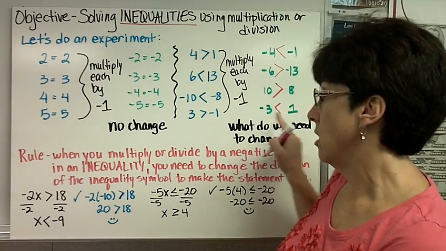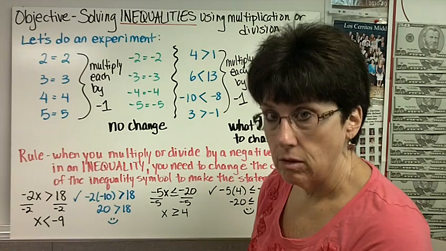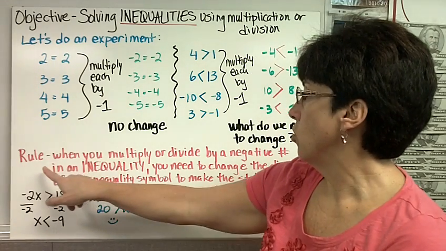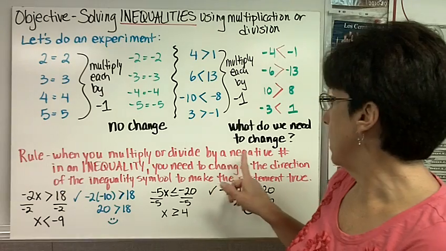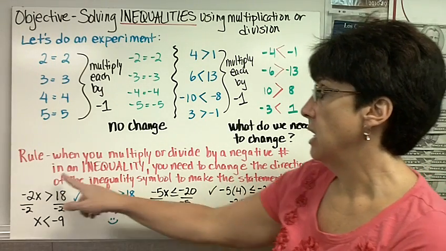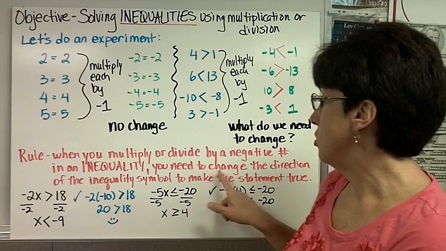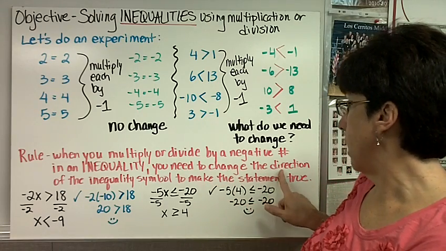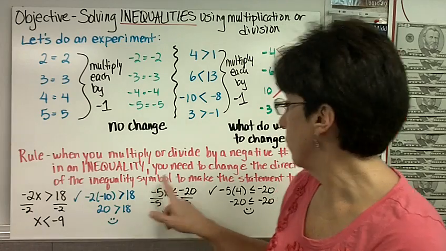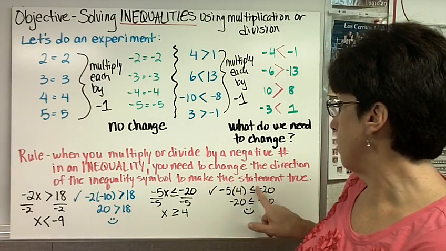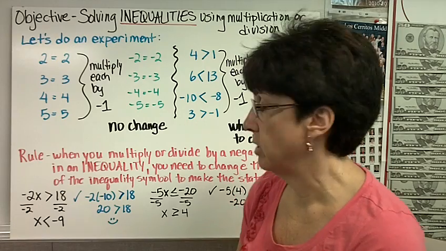So here's a rule I want you to write down. Pause it in the middle, okay? Rule: when you multiply or divide by a negative number in an inequality, you need to change the direction of the inequality symbol to make the statement true. I hope you paused that a few times so you got it all written down.